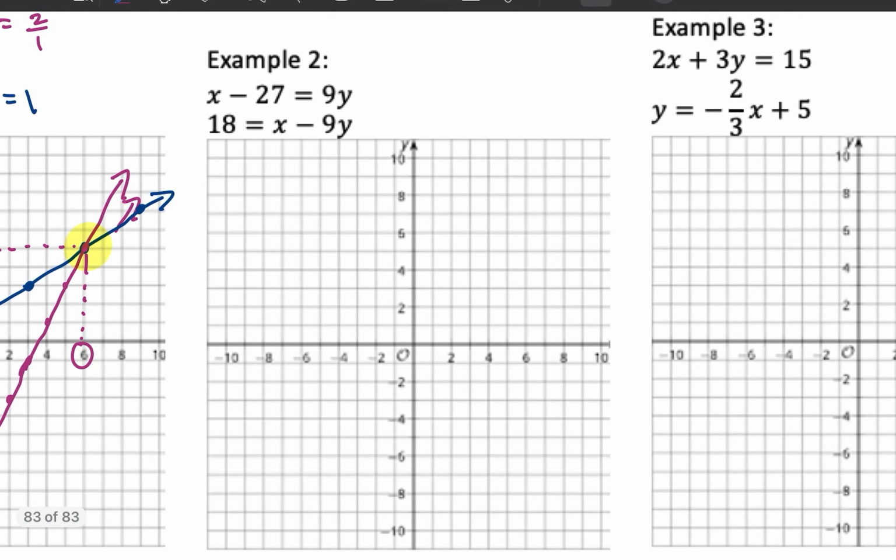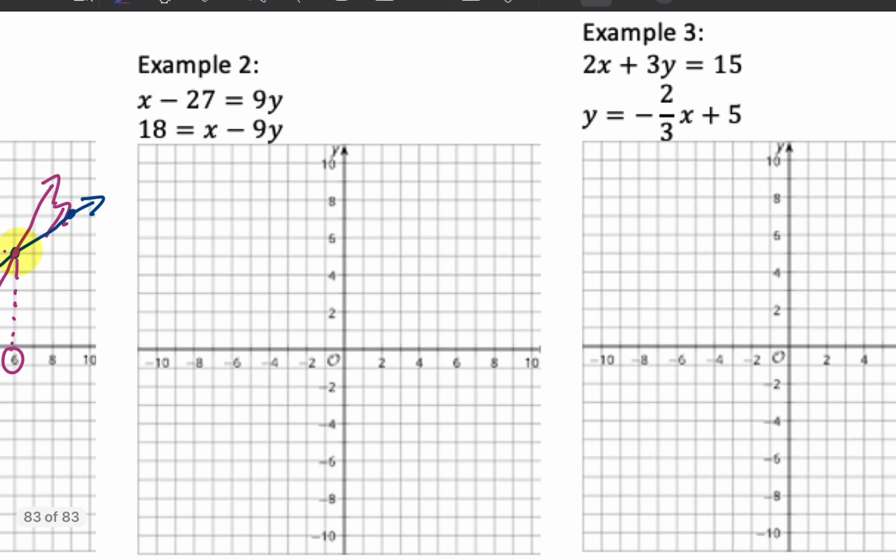In our next one, we're going to, again, make sure that they're in slope-intercept form. So here they are not because our y's are not by themselves. So we're going to go ahead and get our first equation into slope-intercept form. Since our y is being multiplied by 9, we're going to divide by 9 all the way through and rewrite. So I'm going to say y is equal to x divided by 9 is the same thing as 1/9 x, and -27 divided by 9 is -3. So that's going to be our first equation in slope-intercept form.